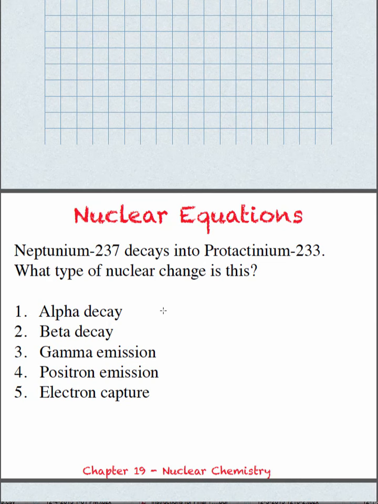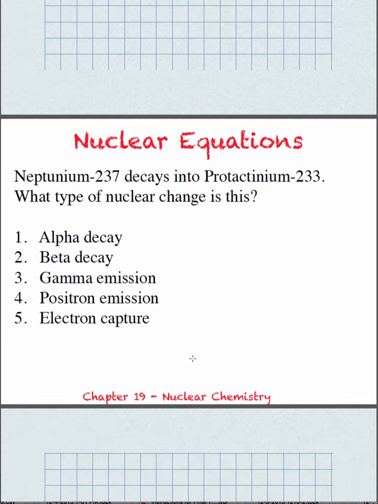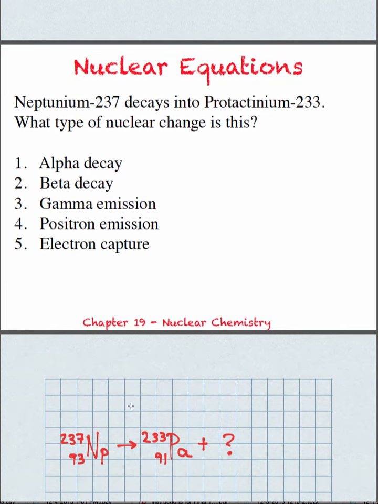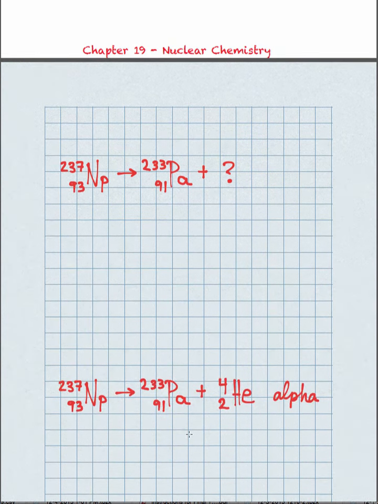Neptunium-237 decays into protactinium-233. What kind of change is this? I have no idea. Let me write that down. 237 neptunium, protactinium-233. 233 plus what number gives you 237? Wouldn't it be 4? And 91 plus what number gives you 93? 2? 2 and 4. Oh yeah. That's an alpha decay, isn't it?